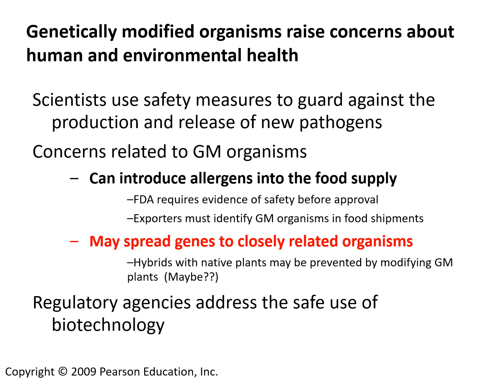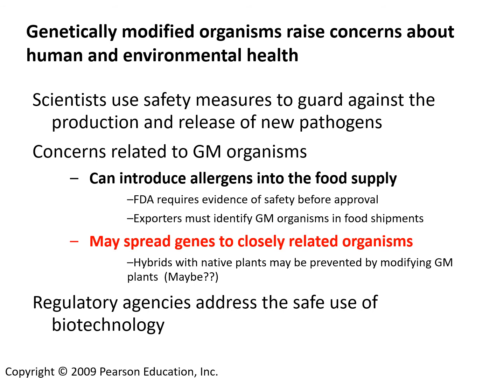For instance, if I put in genes that would make it resistant to a herbicide, then that wild radish, which is an invasive species, would then be resistant to that herbicide as well. So it might be harder to eradicate.